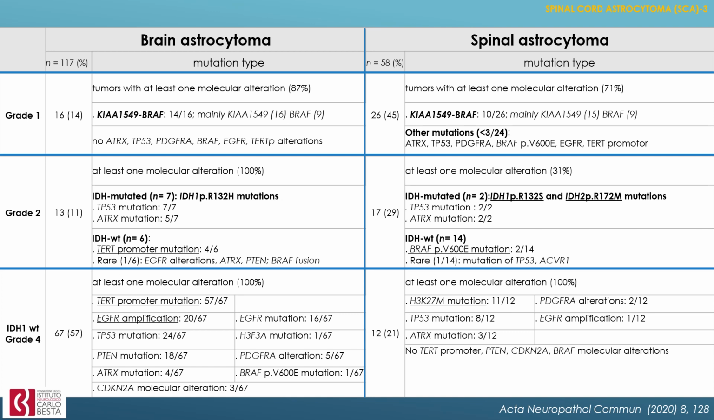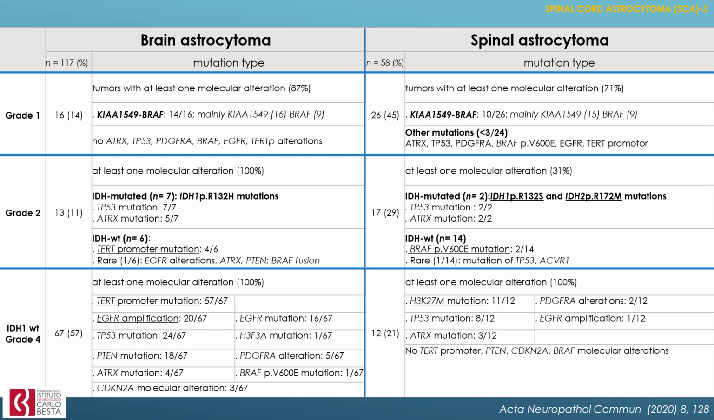In the same paper, Lebrun and colleagues compared the molecular features between brain glioma and spinal glioma. Pilocytic astrocytoma commonly exhibits KIAA1549-BRAF fusion. However, the fusion involves exon 16 of the gene in cerebral astrocytoma and exon 15 in spinal astrocytoma. In G2 astrocytoma, IDH1 is the most common mutation found in brain G2 astrocytoma, while it is very rare in spinal, and these mutations are not canonical IDH1 mutations.